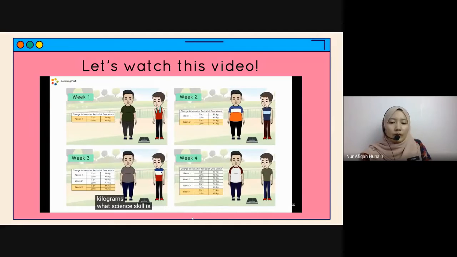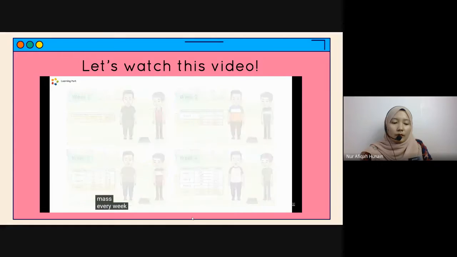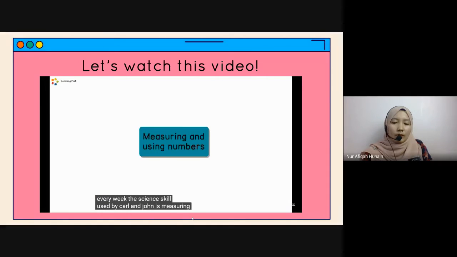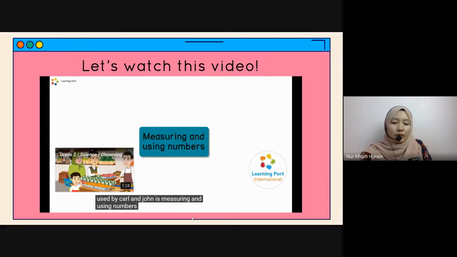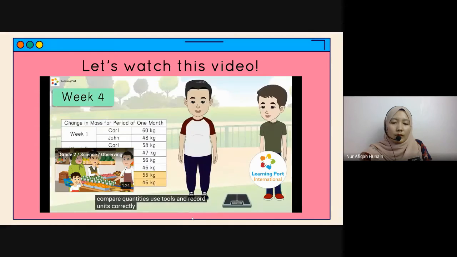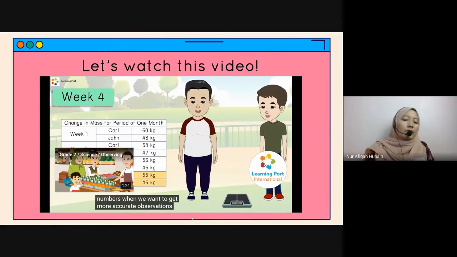What science skill is being used by Carl and John as they record and list down their body mass every week? The science skill used by Carl and John is measuring and using numbers. You are able to measure and use numbers if you are able to count, compare quantities, use tools, and record units correctly. It is important to measure and use numbers when we want to get more accurate observations.